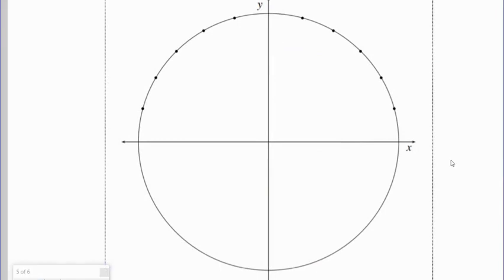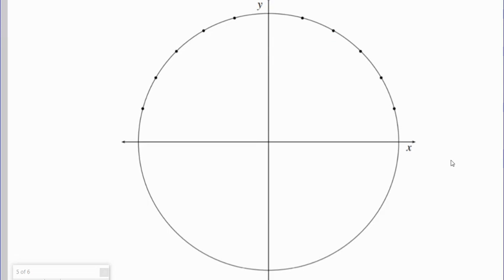So 88 says draw a new unit circle, or you can use the same one. I just chose to do another resource page here. It says draw a new unit circle, label a point that corresponds to a rotation of pi over 12, and put your calculator in radian mode. Okay, so grab my calculator.